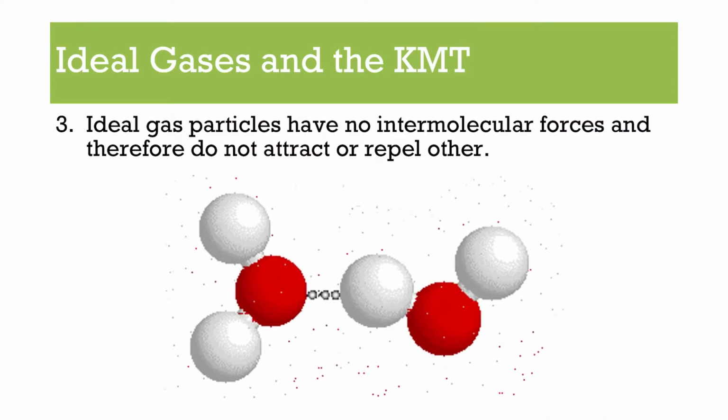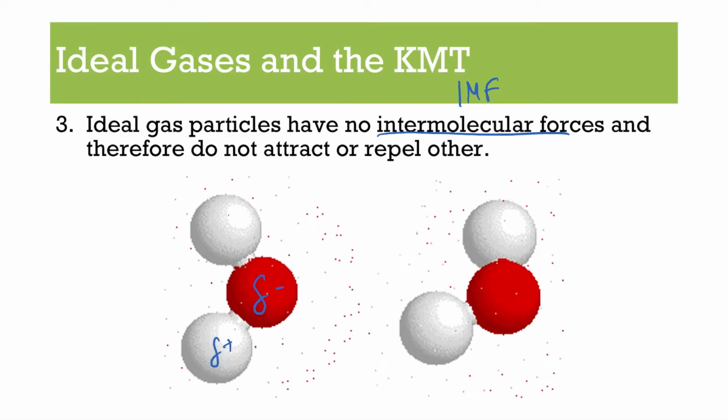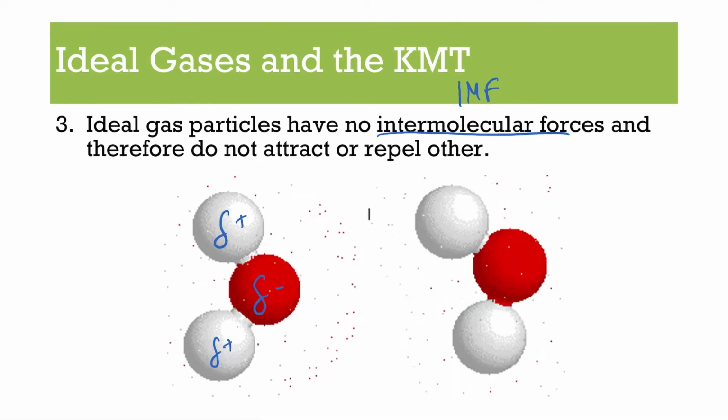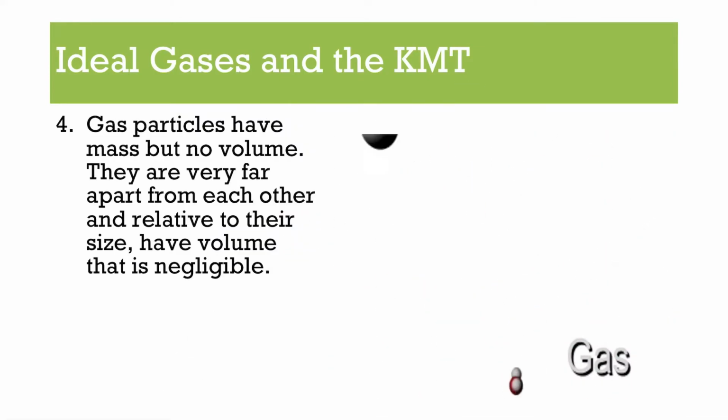Statement number 3 says ideal gas particles have no intermolecular forces. Remember, intermolecular forces, or IMF, are how different molecules interact with each other. Here is a picture of water, and to remember, you have those delta negatives and delta positives. Here you have 2 water molecules interacting with each other, with the partially negative and the partially positive lining up with each other. Now, according to the KMT, ideal gas particles do not have these intermolecular forces. Gas particles do not interact with each other. They don't attract each other, they don't repel each other. That's what the KMT says.